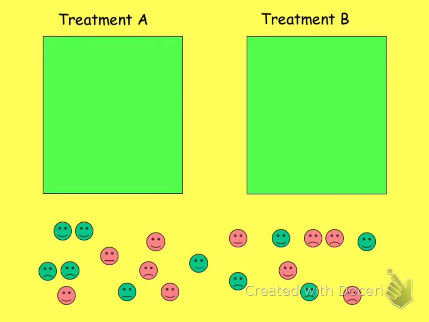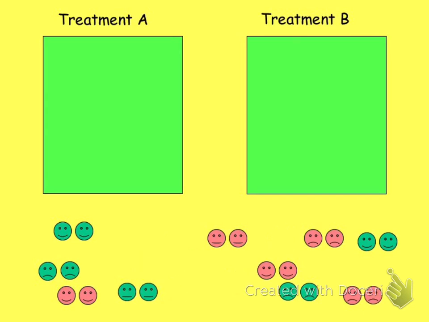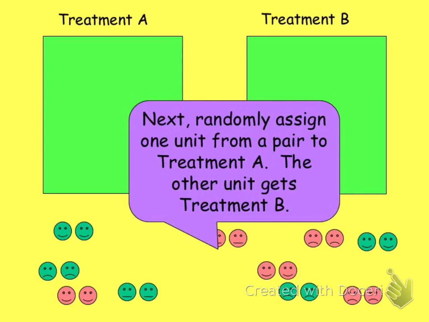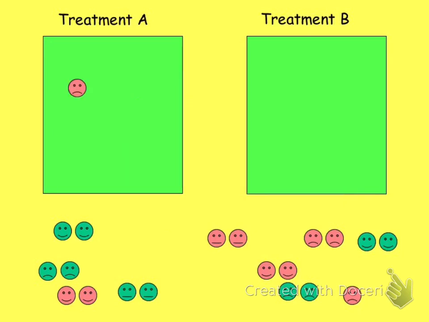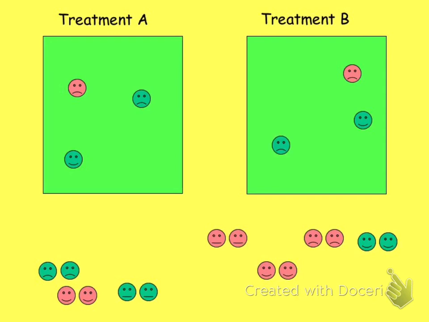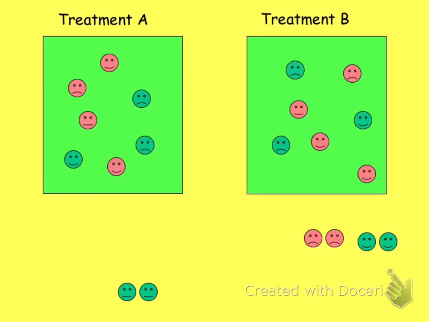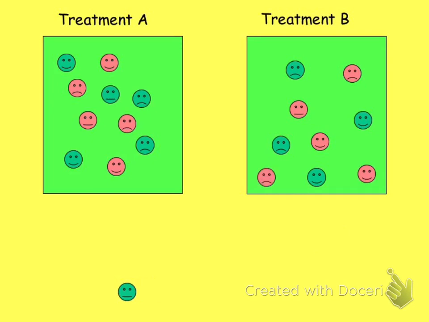So we put them by similar characteristics. They all are like different emoji faces. Then randomly assign one unit to A and the other to B. There we go. It's a lot of work. I know, to make this up. There we go. So you put the 2 closest people that are the closest in a characteristic.